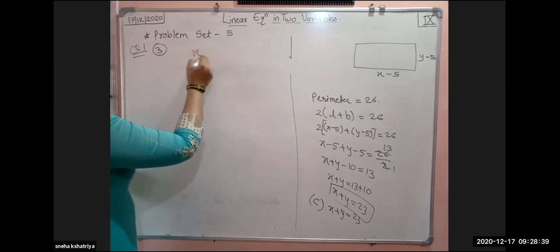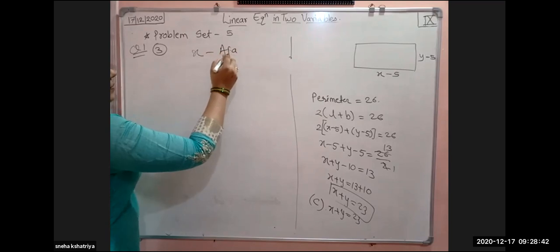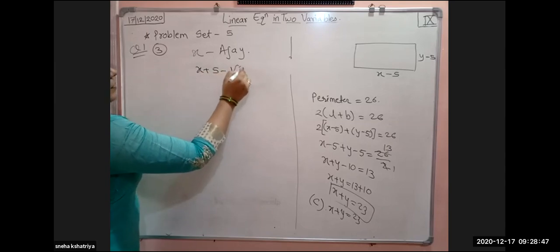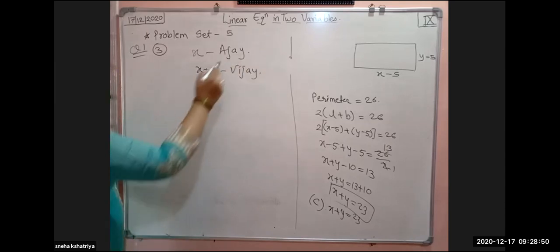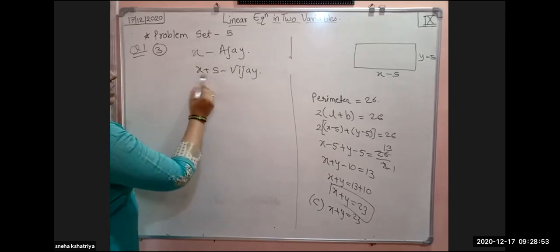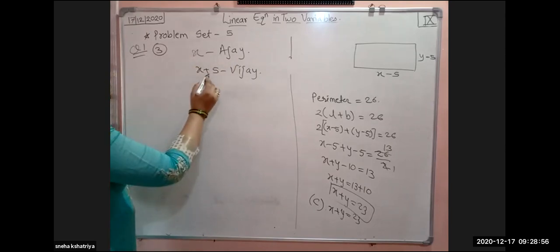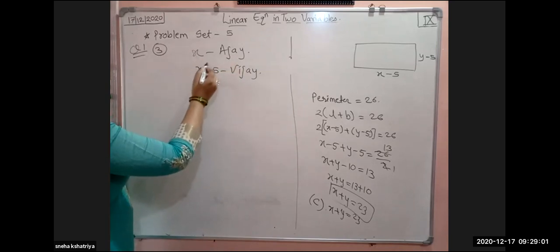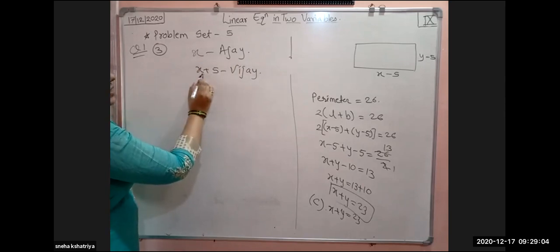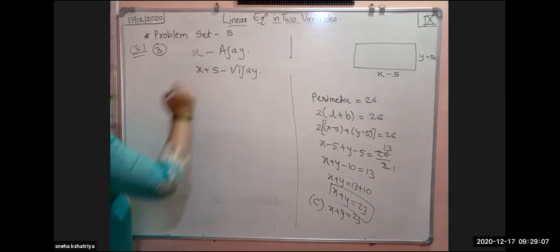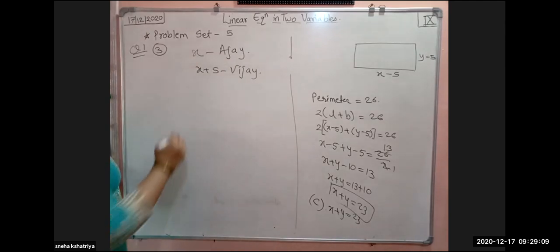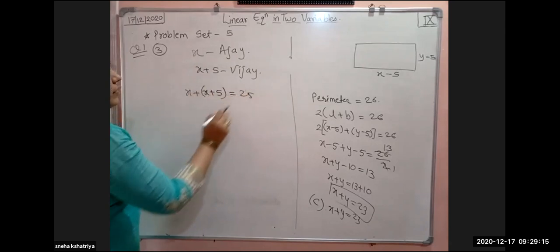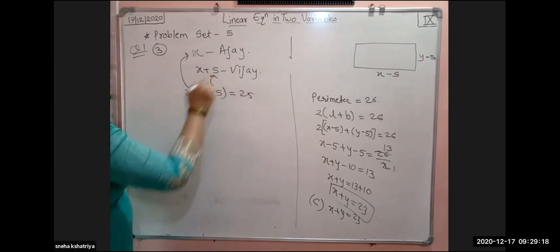If X is the age of Ajay, then Vijay's age is X plus 5, because he is 5 years bigger than Ajay. So here we are considering Ajay as X and Vijay as X plus 5. And the addition of their ages is 25. So X plus X plus 5 is equal to 25. This is the age of Ajay and this is the age of Vijay.